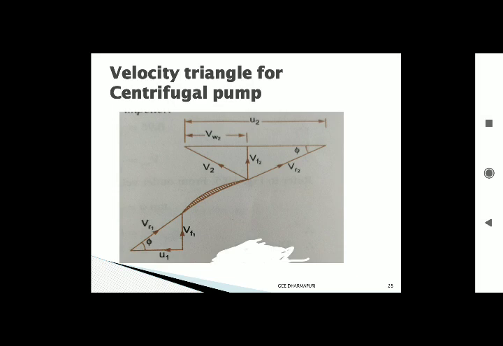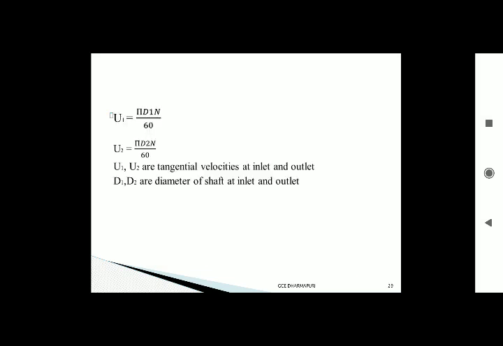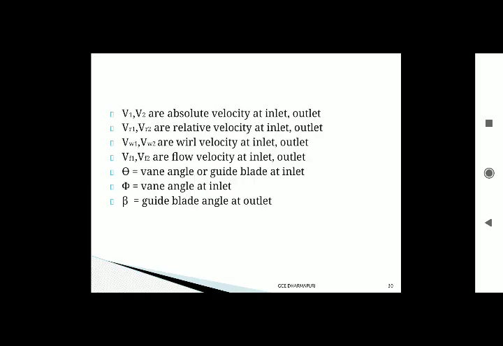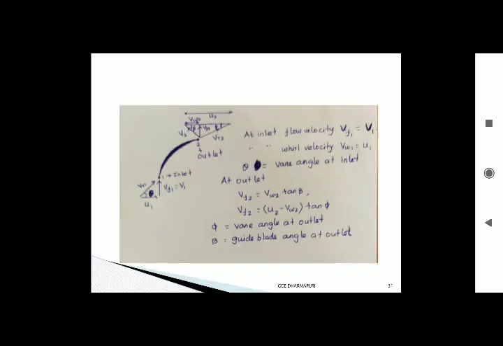For U1 and U2 we have the formulas pi d1 n by 60 and pi d2 n by 60. V1 and V2 are absolute velocities, VR1 and VR2 are relative velocities, Vw1 and Vw2 are whirl velocities, Vf1 and Vf2 are flow velocities. The angle made by relative velocity is called the vane angle. The angle made by absolute velocity is called the guide blade angle.